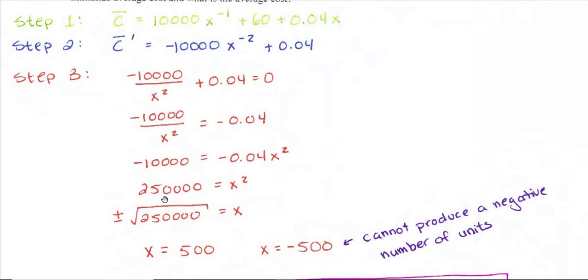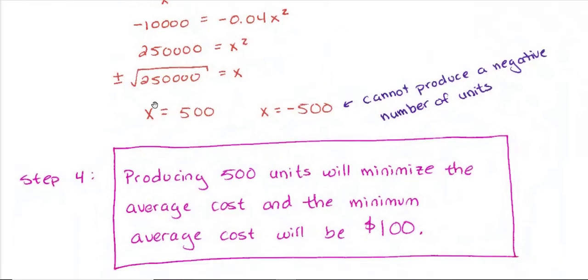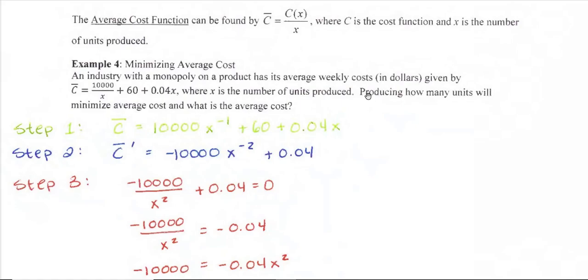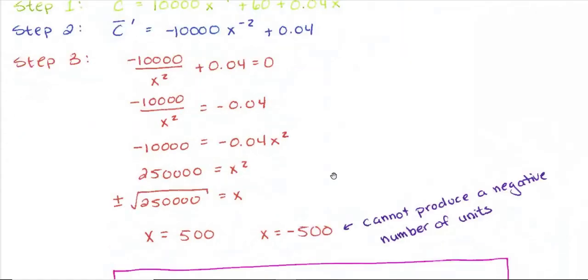To solve for x, I have to take plus or minus the square root, which gives me two answers, positive 500 and negative 500. But we know we can't produce a negative amount of units, so the number of units we're looking for is 500. What did the question say?